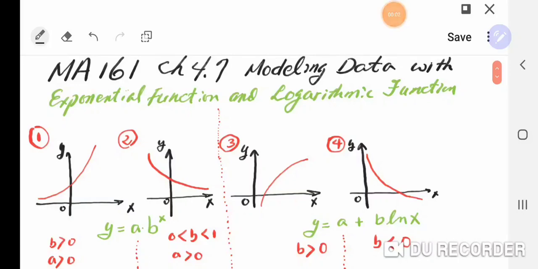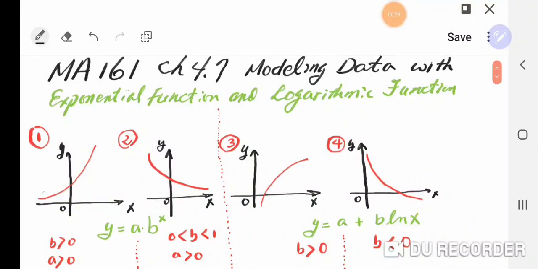Chapter 4.7, modeling data with exponential function and logarithmic function. Okay, let's say we have a set of data, so it has x value and y value. Once you plot those data, there are four cases. In this case, the graph of the first two is an exponential function, and the graph of the last two is related to logarithmic function.